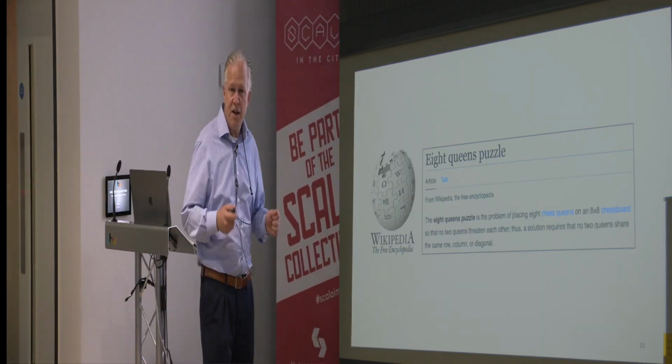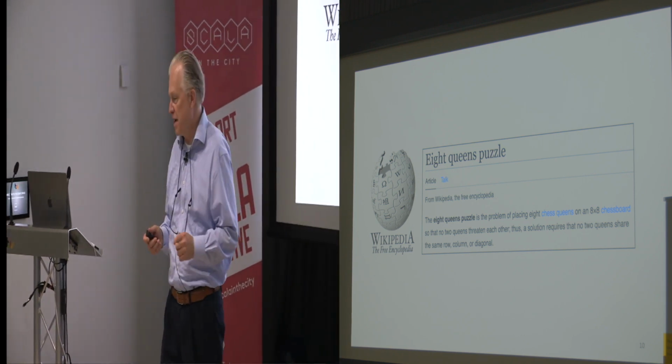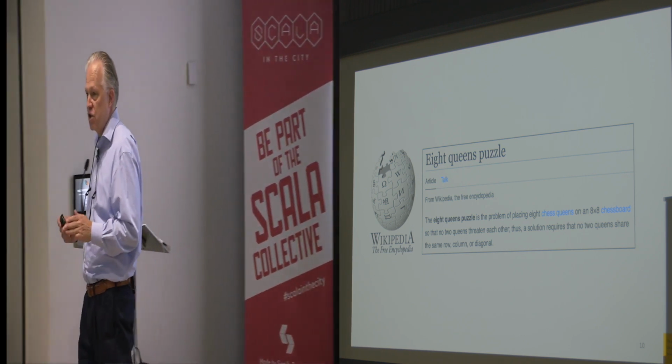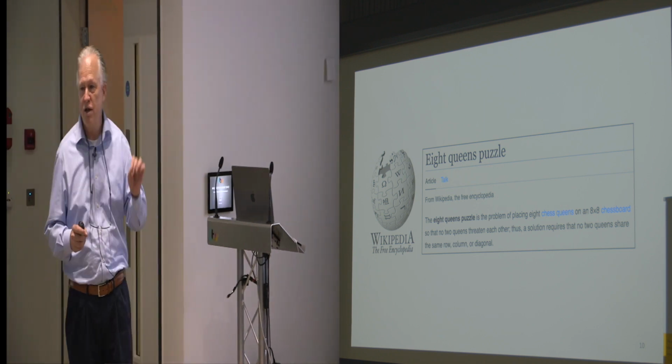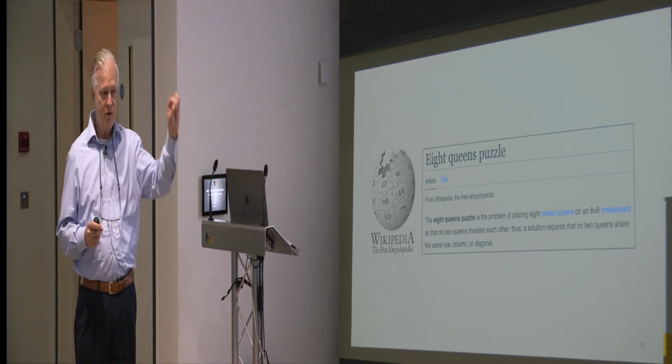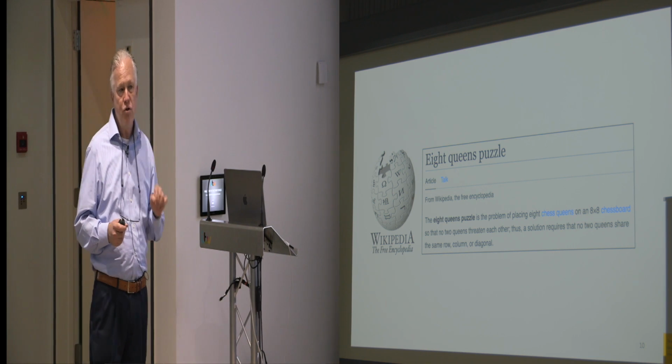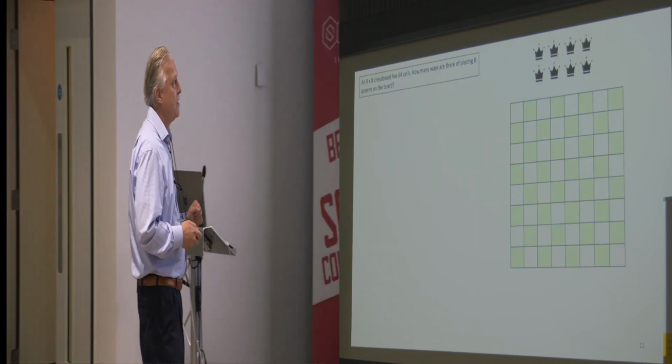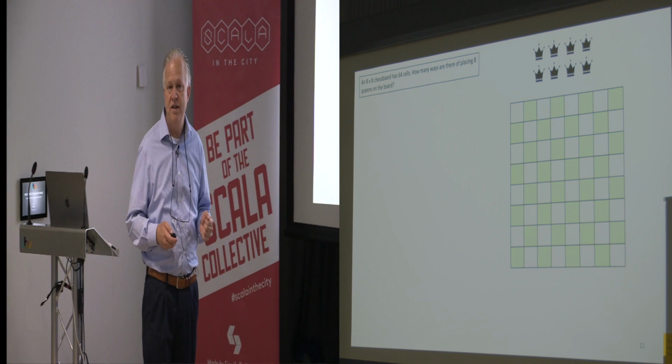In the 8 queens puzzle, what we're trying to do is to place 8 queens on an 8x8 chessboard, so that no 2 queens are on the same row, the same column, or the same diagonal, i.e. no queens hold each other in check. So how many ways are there of placing the queens?